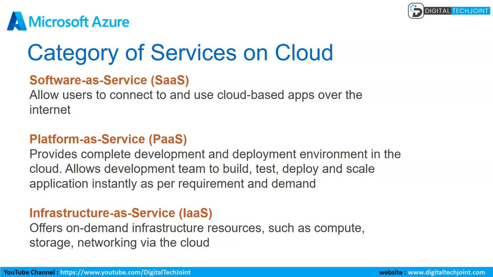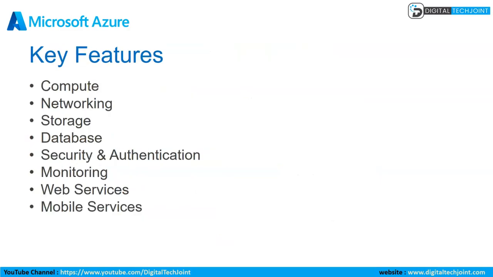Second is platform as a service, that provides a complete development and deployment environment for your developers to allow them to build, test, deploy, and scale their applications instantly as per the requirement and demand. And finally, we have infrastructure as a service, which offers you the infrastructure resources such as compute, storage, networking via the cloud. The key features of Microsoft Azure are compute, networking, storage, database, security and authentication, monitoring, web services and mobile services.